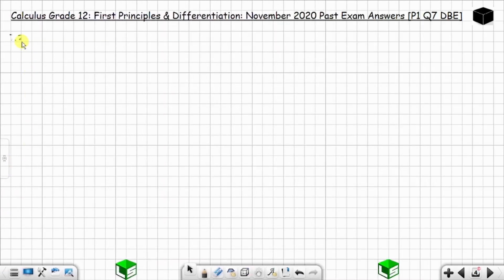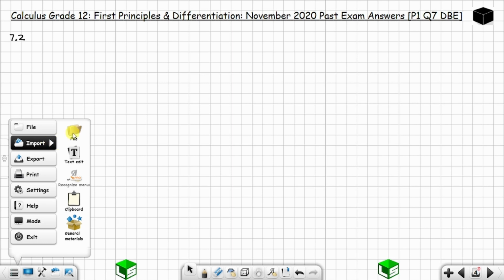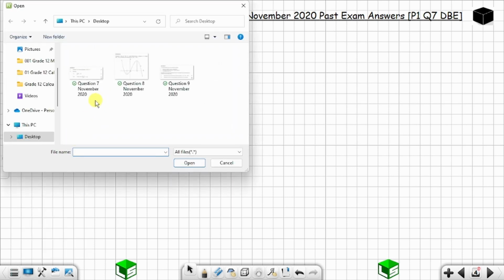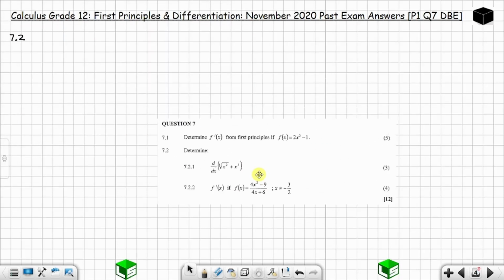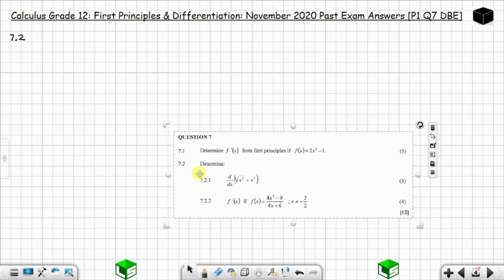Now 7.2, let me get the question again. So it's question 7 from November 2020. Okay, this is the question. We are now doing 7.2. So you have 7.2, determine. You have 7.2.1, determine d of this, what we have in the bracket, with respect to x.